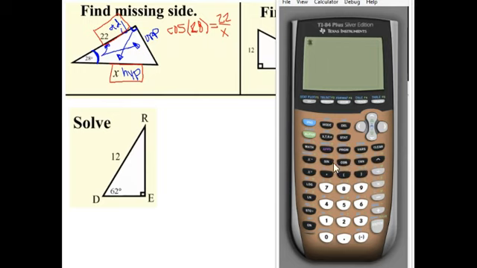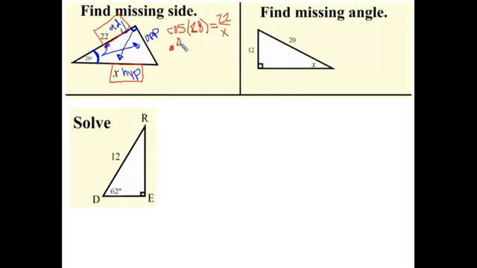All trig functions are easy to access on your calculator, right in a row. So we're going to type cosine of 28. And we get about 0.88. So 0.88 equals 22 over x. And now it's just simply figuring out what x is.